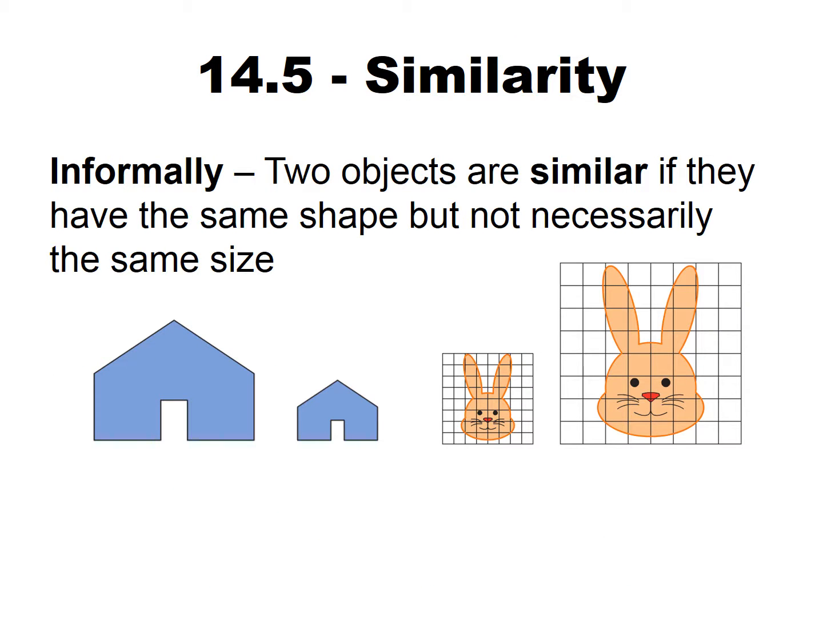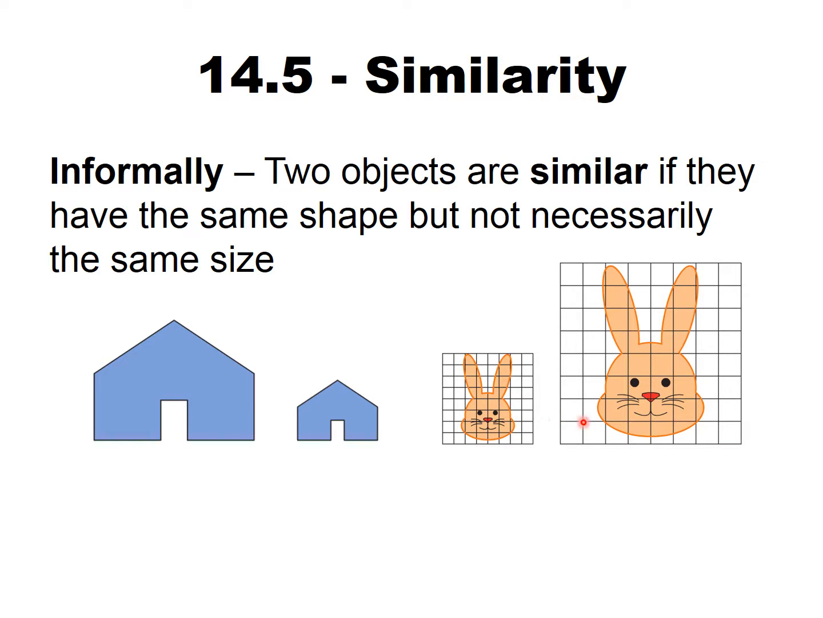So let's define similarity, and we'll define it informally, and then later we'll define it a little more formally. So informally, two objects are similar if they have the same shape, but not necessarily the same size. So notice that here they have to share the same shape, but not necessarily the size. For congruence, they have to share a shape and a size. So for instance, here's a picture of a house. Notice that they have the same shape, but this one's obviously bigger than this one. So these two objects are similar.